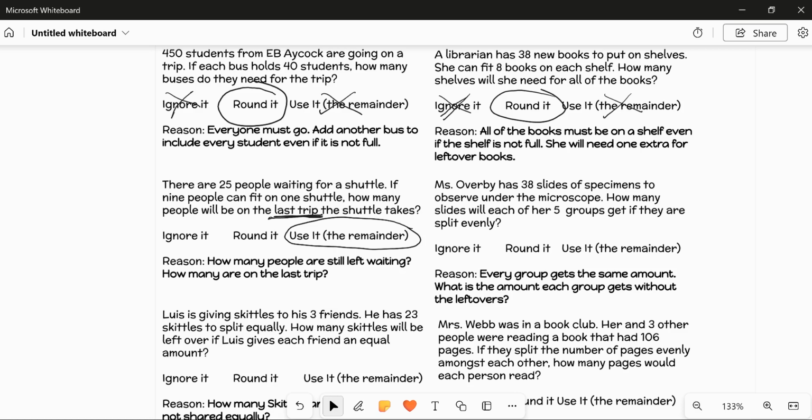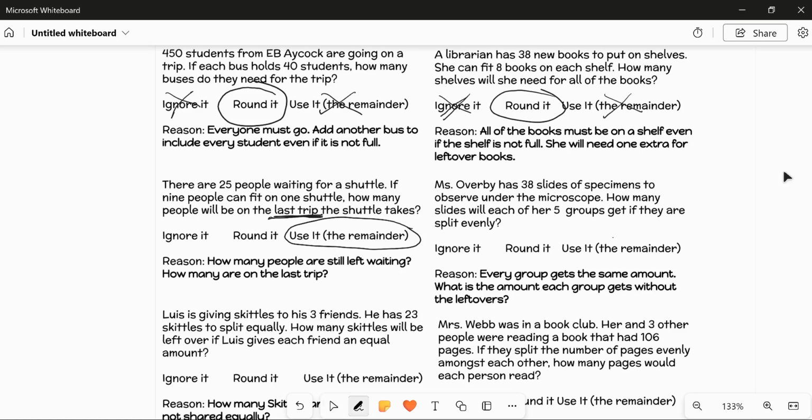Next, Miss Overby has 38 slides of specimens to observe under the microscope. How many slides will each of her 5 groups get if they are split evenly? Given that each group gets the same amount, no one group gets more, no one group gets less. I want to know how many will each group get. Even if there are some left over, we can't just add those into a random group because then it would be unfair.